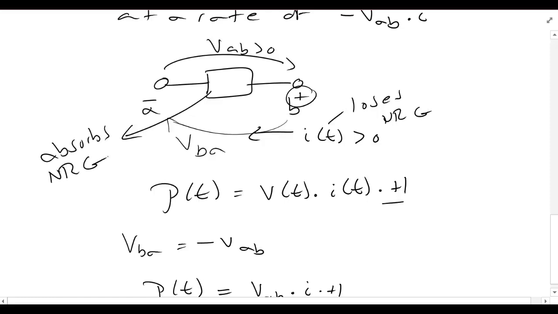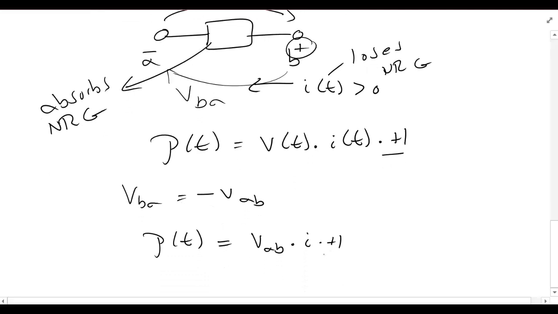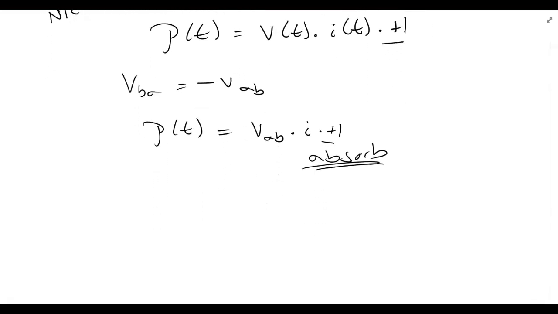So what this means is the positive sign indicates absorbing energy. If it seems a little bit confusing to you, and you'd rather work with VBA, then just remember that if you do that, you have to keep your signs consistent. If VBA is negative, then you also have to consider that the power is going to be negative. However, since you're going the opposite direction, the power is still absorbed by the element.